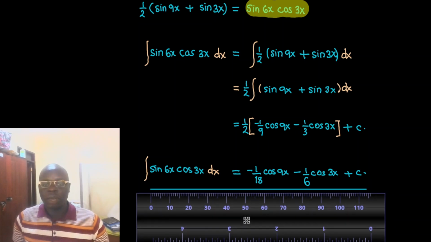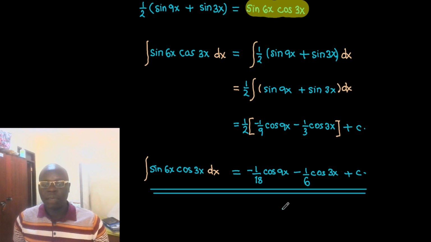So in our next example, we'll look at something similar to what we have just done here, but the only difference would be we'll start with cosine times sine. That also uses a different factor formula.